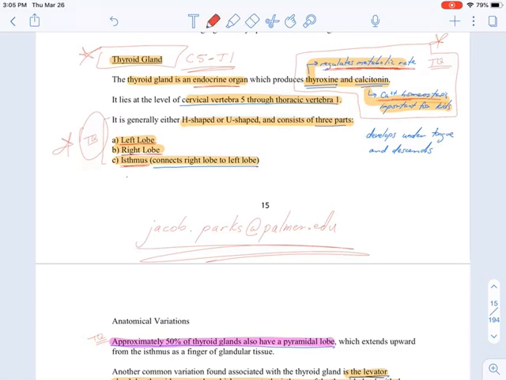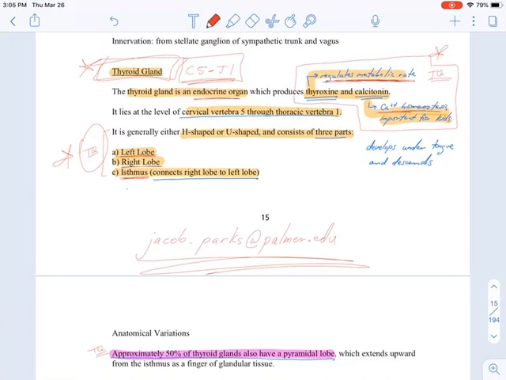Last time we left off talking about the thyroid gland. Again, it's found at C5 to T1. It regulates your metabolic rate with thyroxine. It regulates your calcium homeostasis with calcitonin. And it has a left lobe, a right lobe, and an isthmus.